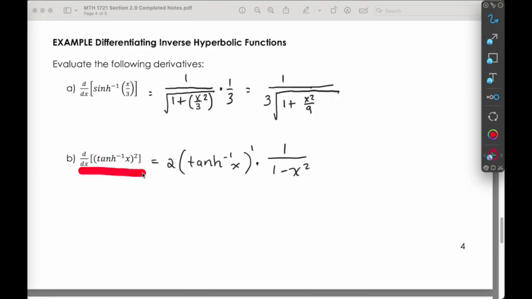Now for this derivative here, we're going to have to use the power rule and the chain rule. I have the power rule here because I have an inner function that's being squared. So I'm going to take that 2, bring it down in front, and decrease this power by 1. The inner function stays the same, but then I have to multiply it by the derivative of the inner function. So if you look at the chart above, the derivative of inverse hyperbolic tangent is 1 over 1 minus x squared. So that's what I need to multiply by.